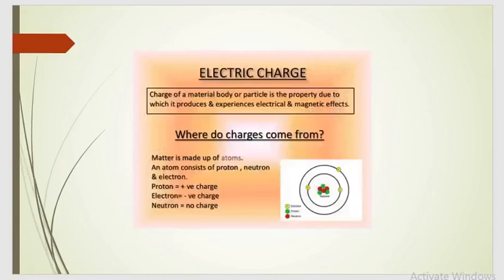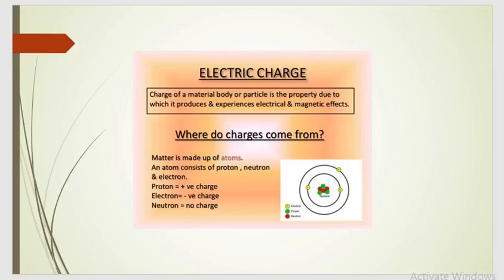When we consider something related to electric charge, the charge of a material body or particle is the property due to which it produces and experiences electric and magnetic effects.